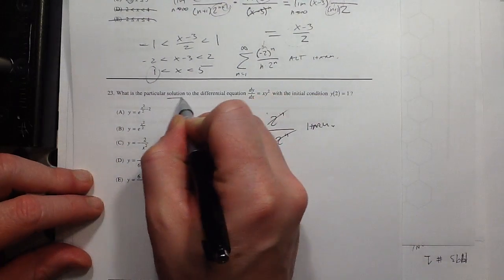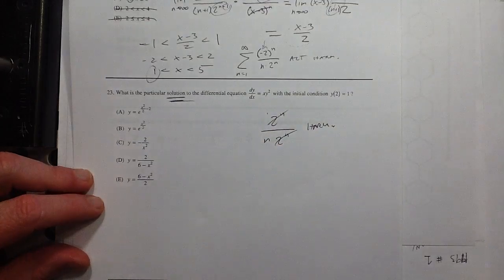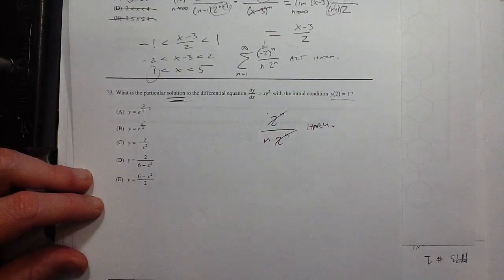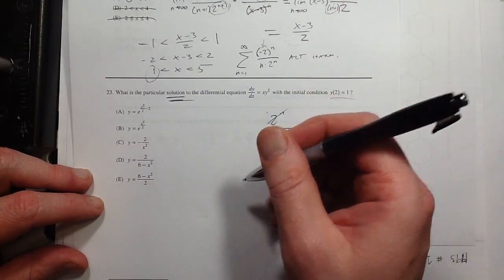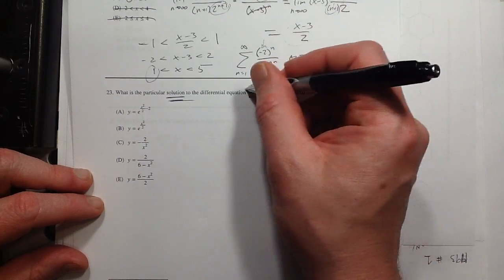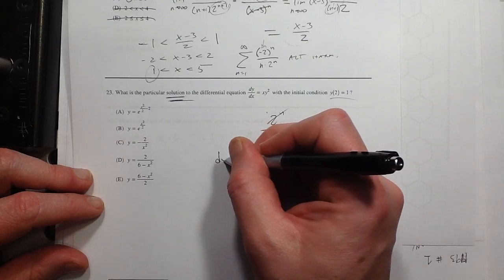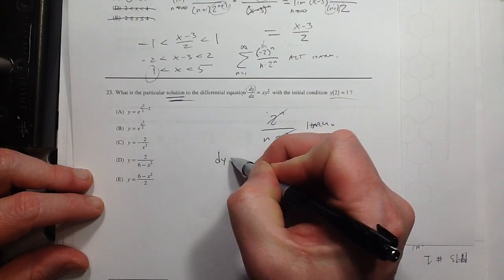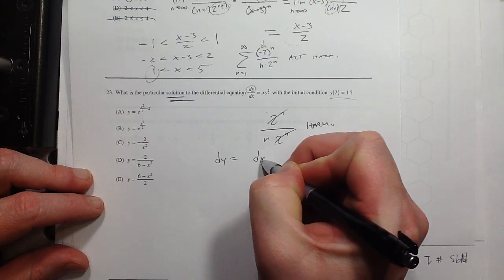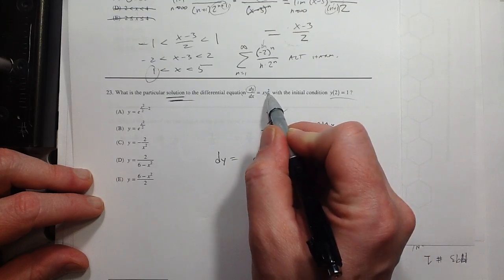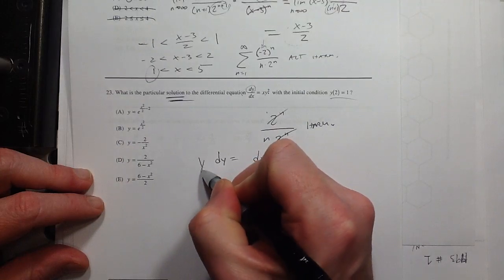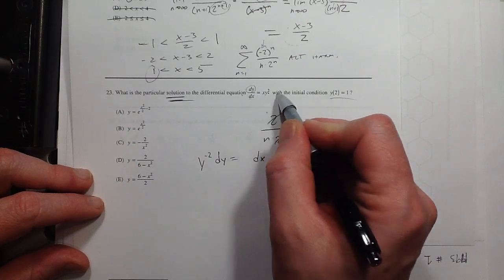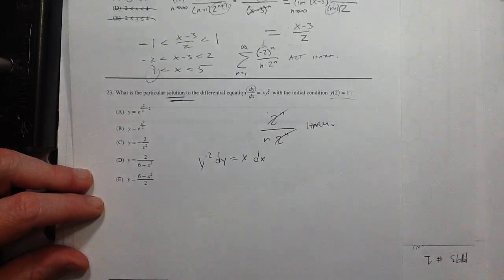Hey, what's the particular solution to this differential equation with this initial condition? Well, you know how we solve differential equations? We separate the variables. So separating here, if I divide this over, it's got to be with the dy. No other way to do that. So that's going to be 1 over y squared, or y to the negative 2 over here. And then the dx is going to move up here with that x.